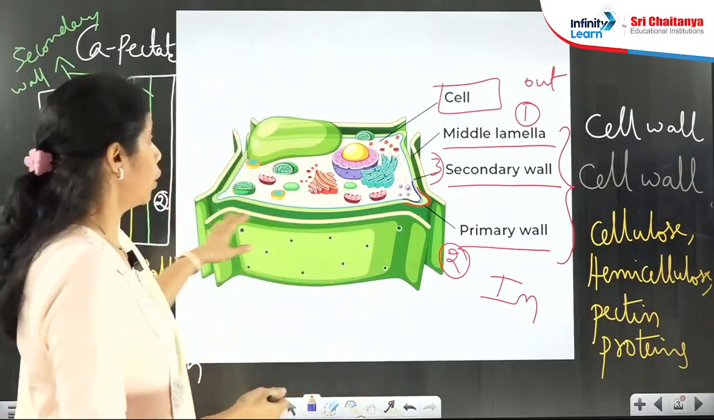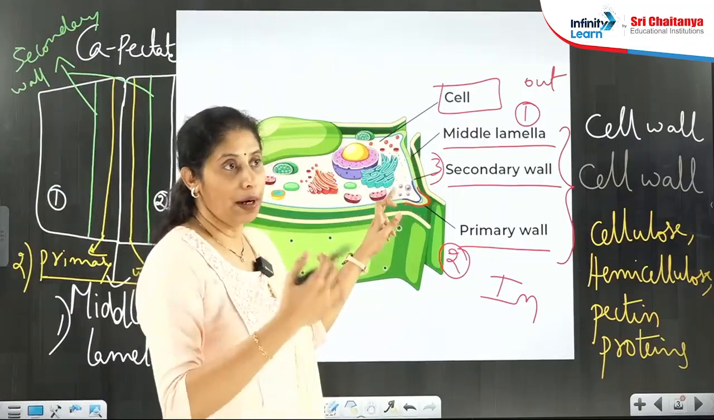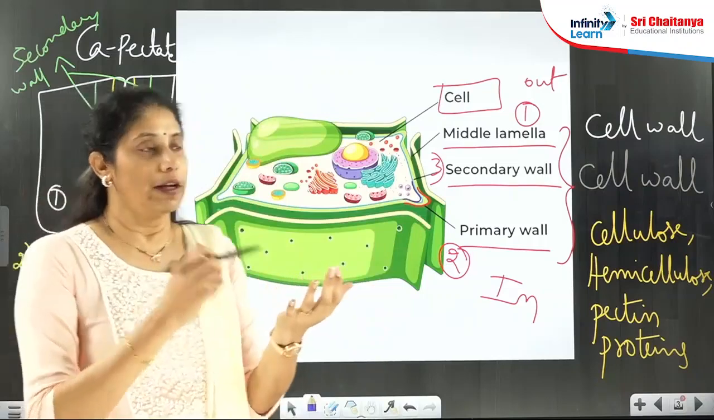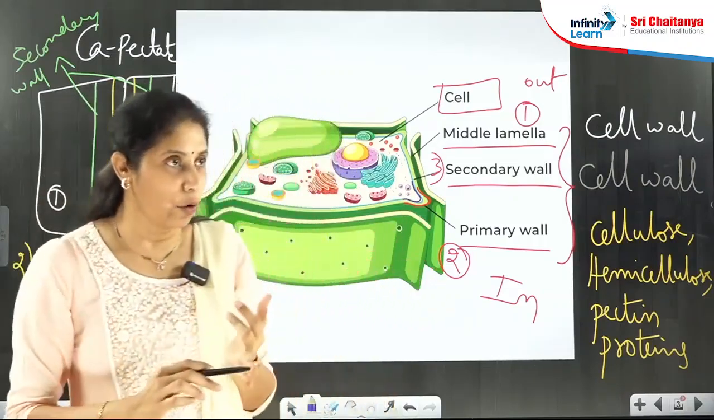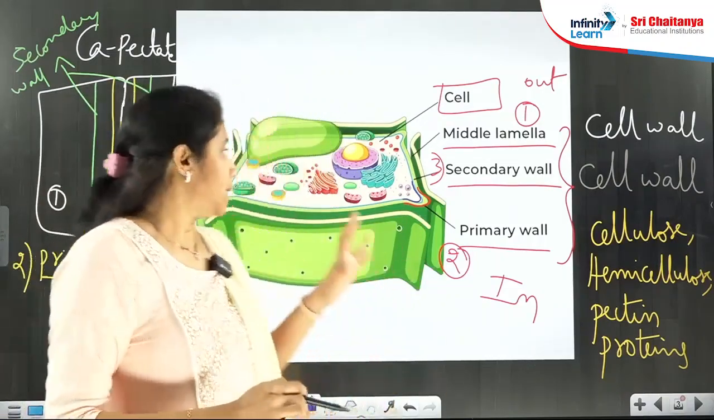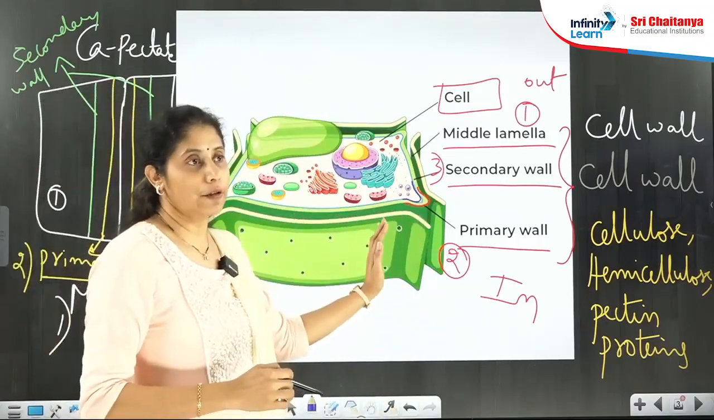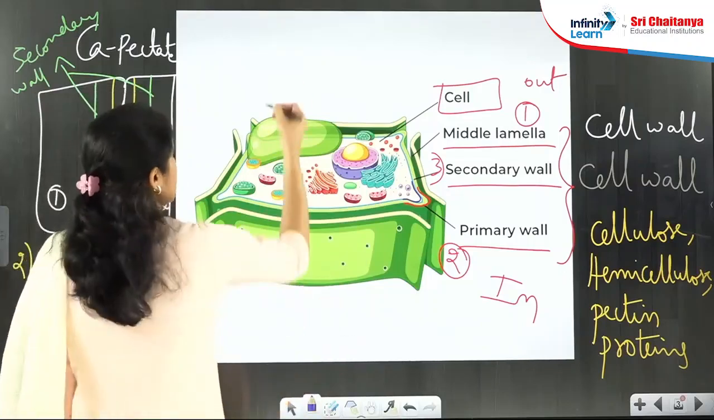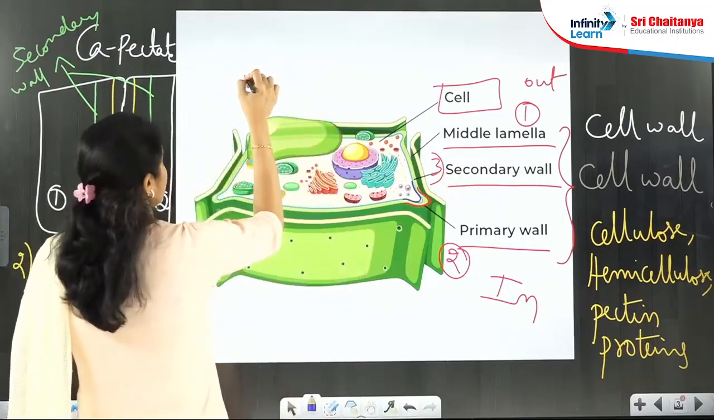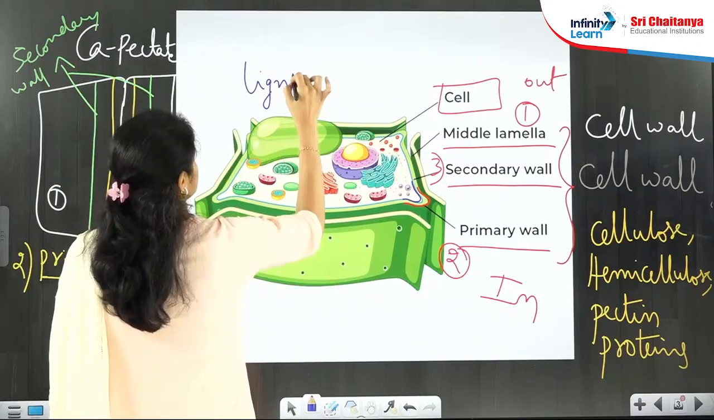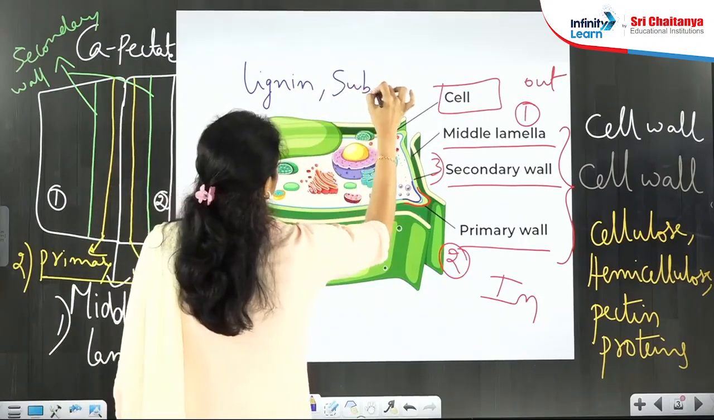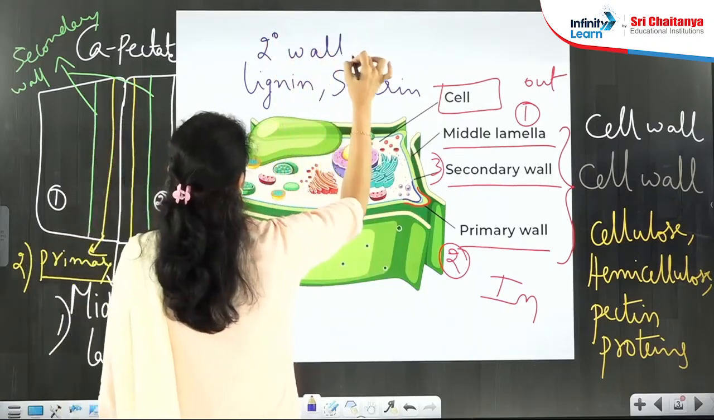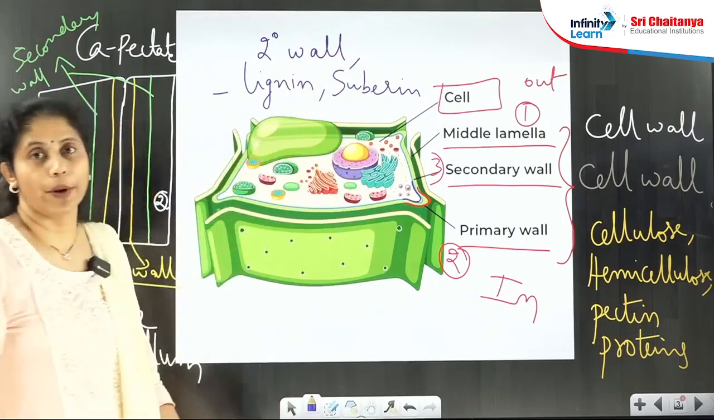Always the secondary wall is formed on the inside of the middle lamellum, particularly on the inside of the primary wall. Yes, very good. So first middle lamellum, then primary wall, and then secondary wall. Secondary wall is always formed on the inside of the primary wall, and it is made up of different materials, lignin and suberin.